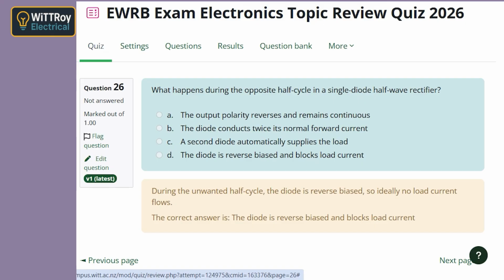Question 26. What happens during the opposite half cycle in a single diode half-wave rectifier? I selected the diode is reverse biased and blocks load current. Right answer. During the unwanted half cycle, the diode is reverse biased, so ideally no load current flows. During the opposite half cycle, the diode blocks, so there is almost no load current.